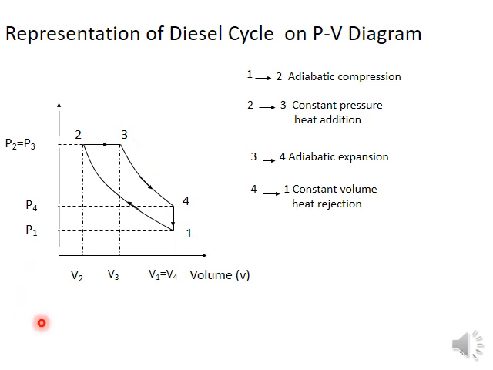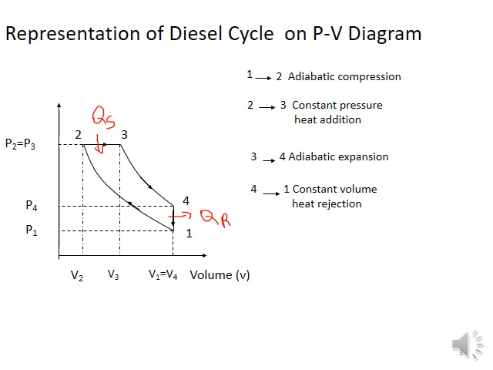Here we are giving the heat supply at constant pressure. So the cycle is also called a constant pressure cycle, and heat is rejected at constant volume. Heat can be represented as Q1 and Q2 also, but here I am writing QS and QR, because S means supplied and R means rejected. That's why I am writing QS and QR.